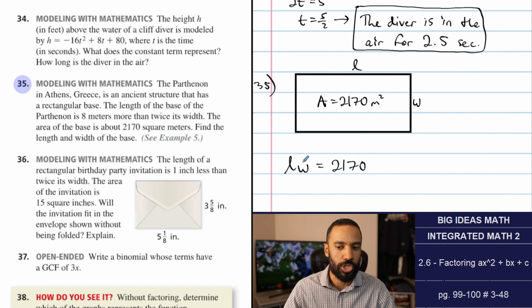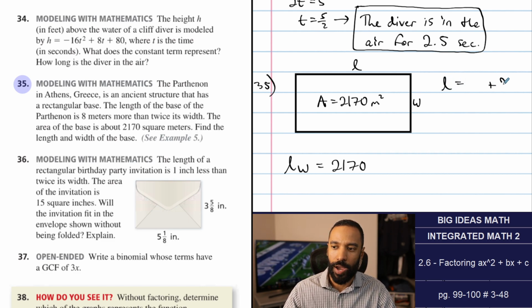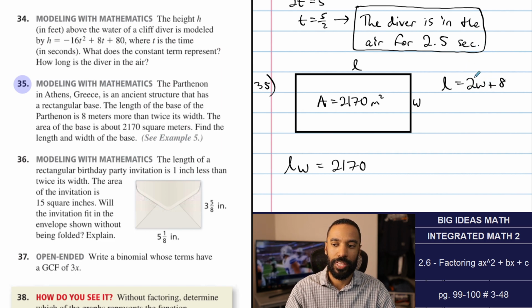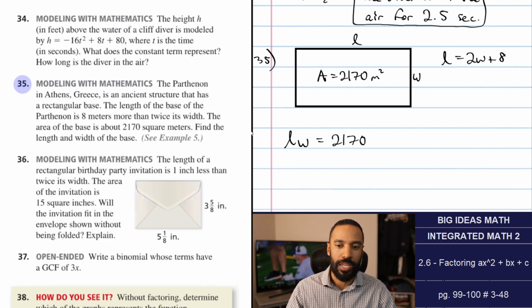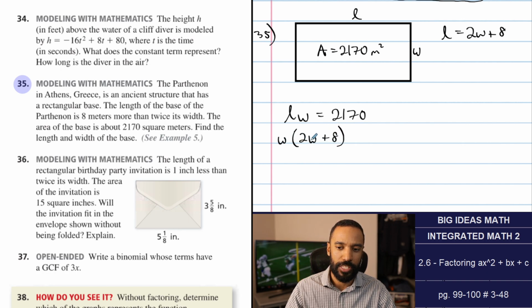The problem is we need to try and get one variable in this. They say the length of the base is 8 more than twice its width. Now, I'm not going to spend time talking about how you write those things out, but the order that I wrote it was really important. If it said 8 less, it would have to be minus 8, not 8 minus. So the length is that. So instead, we can substitute 2w plus 8 in for L. I'll put the w first just because that looks a little better. Length times width, or width times length, is 2,170.